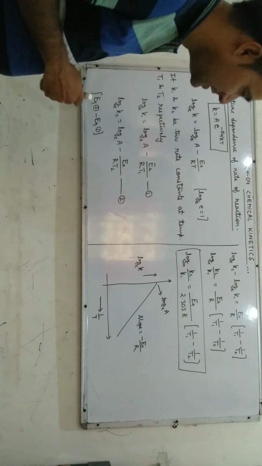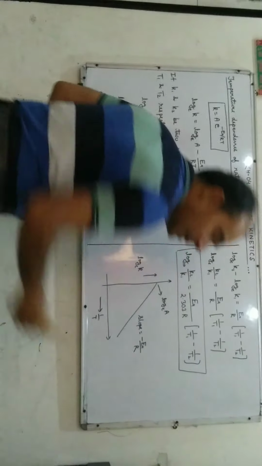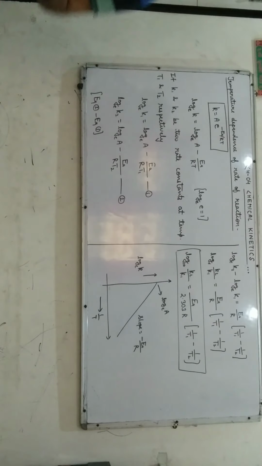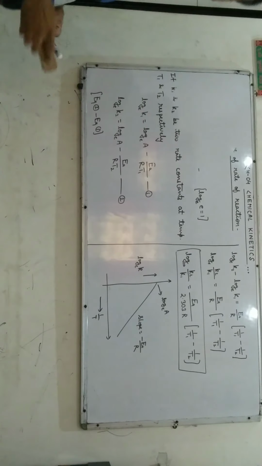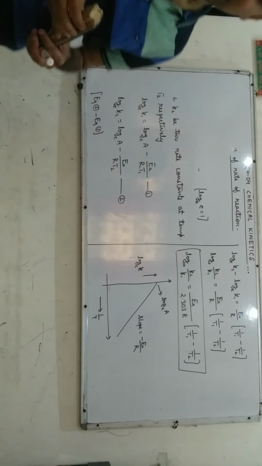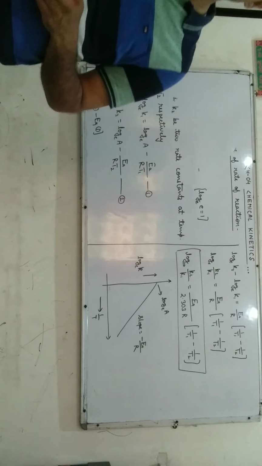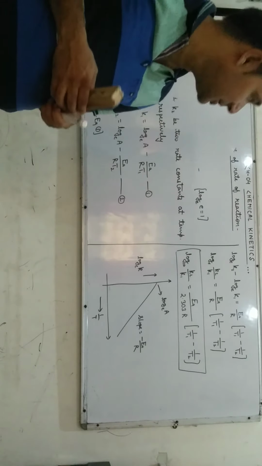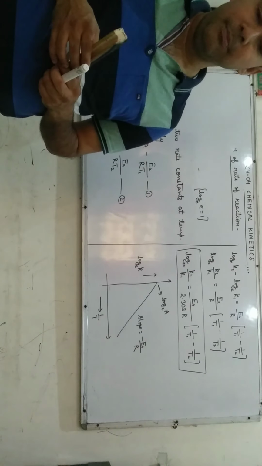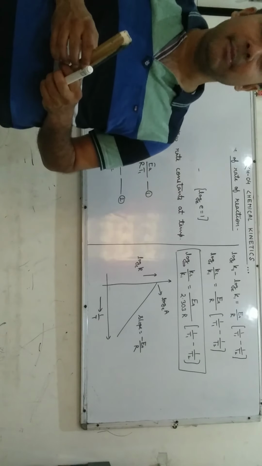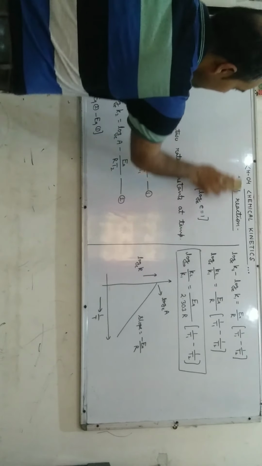Now let us discuss effective collisions. The minimum energy which the colliding molecules must have in order that the collision between them may be effective is said to be threshold energy. I repeat it again. The minimum energy which the colliding molecules must have in order that the collision between them is effective is said to be threshold energy.